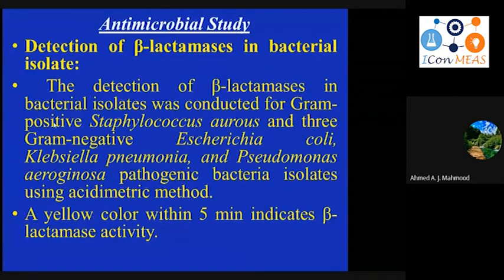Now, about the antimicrobial study, the detection of beta-lactamases in the bacterial isolates. The detection of beta-lactamases in the bacterial isolates was conducted for gram-positive Staph aureus and 3 gram-negative, which are E. coli, Klebsiella, and Pseudomonas aeruginosa, pathogenic bacterial isolates, using the acidometric method. A yellow color within 5 minutes indicated beta-lactamase activity.